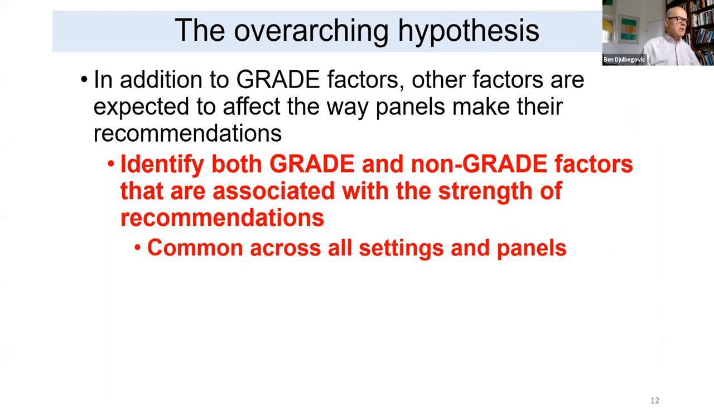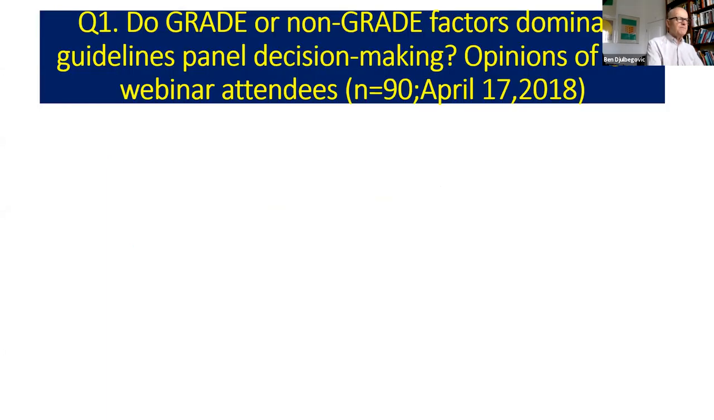So I'm just going to continue Gordon's line of thought, that there are a number of factors that appear to affect the way guideline panels make their decisions, but they haven't really been systematically evaluated. And so our overarching goal for this research is to try to disentangle the GRADE or evidence-based factors and the non-GRADE factors, those generally identified in the general decision-making literature, in terms of evaluating the effect on potential decision-making of a guideline panel.